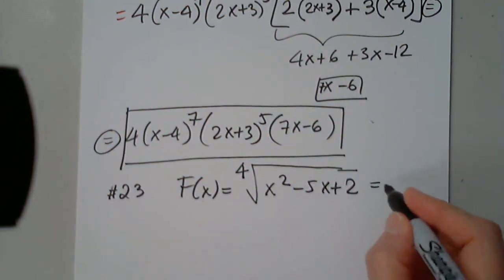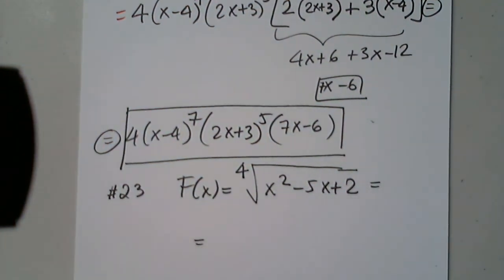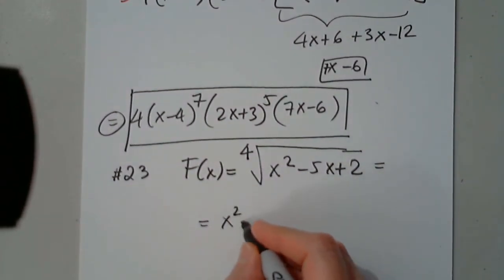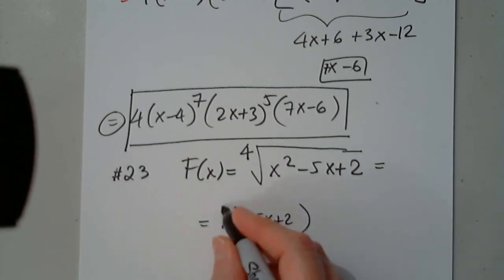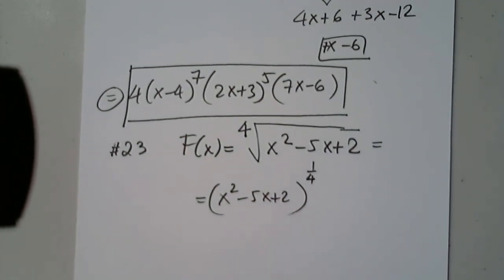Is there any other way of writing the 4th root? Any other way of writing the 4th root? And we've done that with the exponential rules in chapter R, and we need to know how to do that. It's very important. 1 over 4. Power 1/4. Excellent. Very good. So this is x squared minus 5x plus 2, everything to power 1/4.